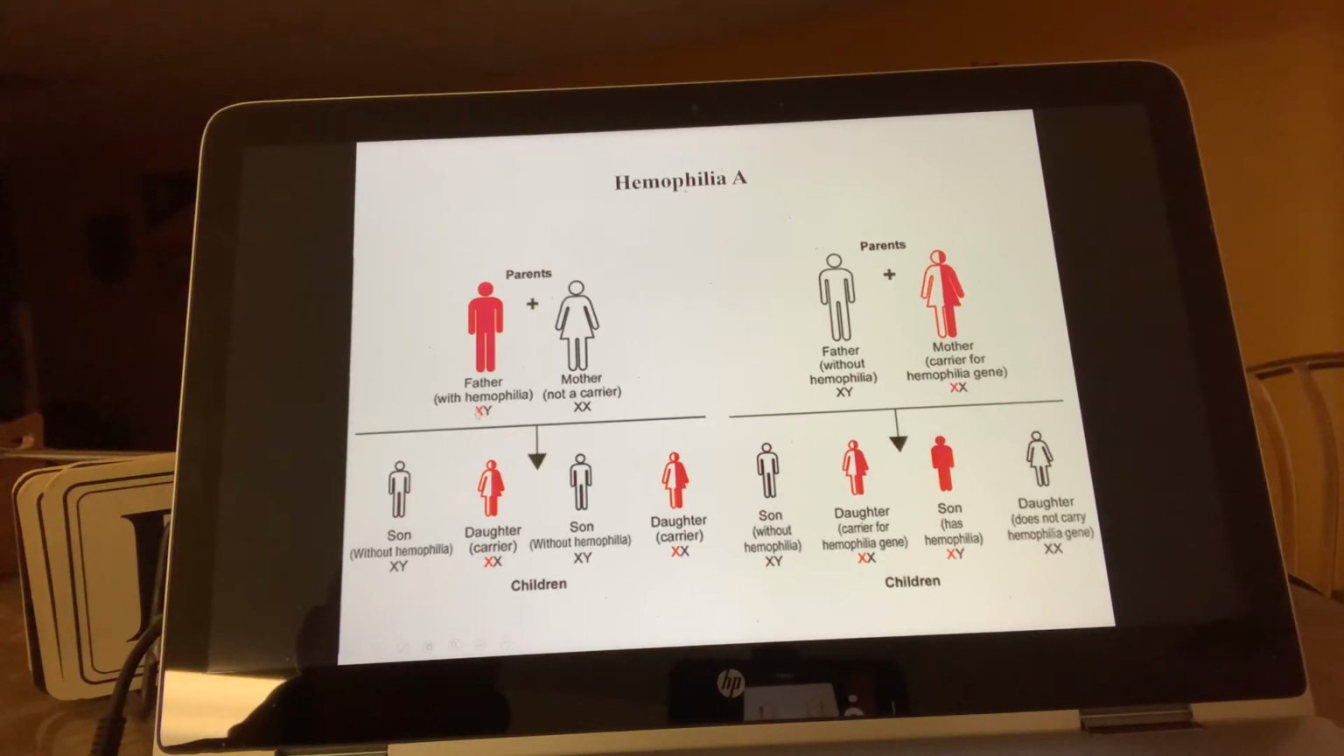But he's going to donate his X chromosome, which is where the abnormality is, to all of his daughters. So all of his daughters will not be hemophiliacs, but will be carriers that can then pass on the disease to the next generation. This is a kind of difficult way of looking at it, so I've made a Punnett square showing the same thing.